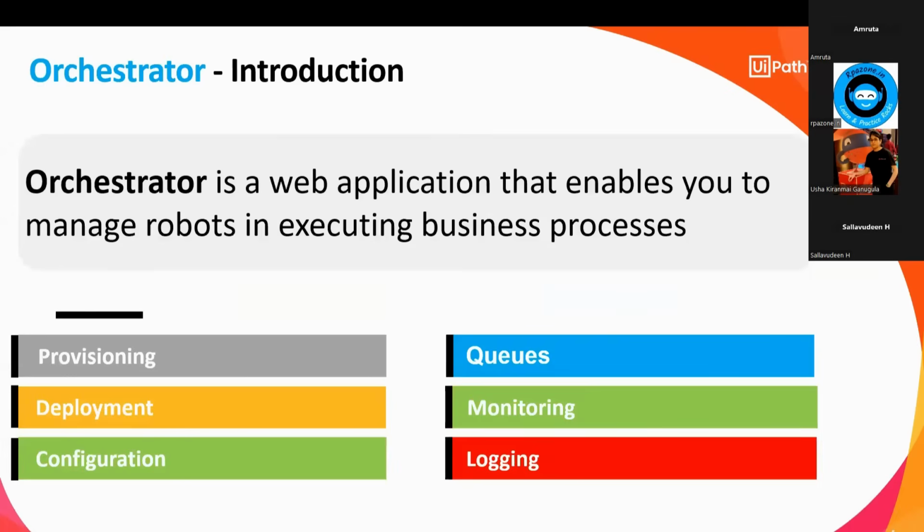So, orchestrator introduction. It is a centralized server that enables you to manage robots in executing the business processes, right? So here are a couple of key features of orchestrator. The first one is provisioning.